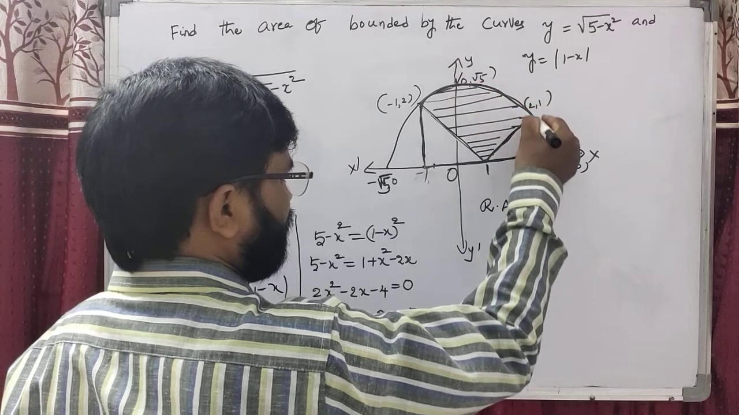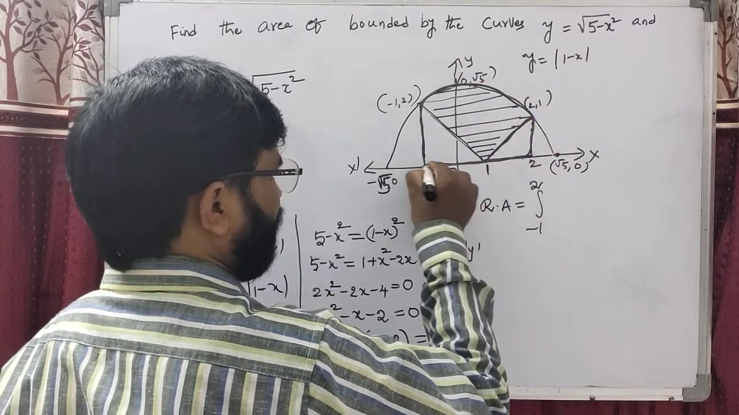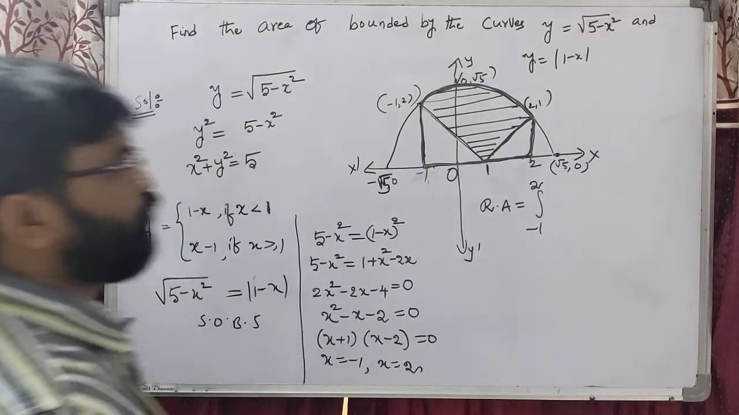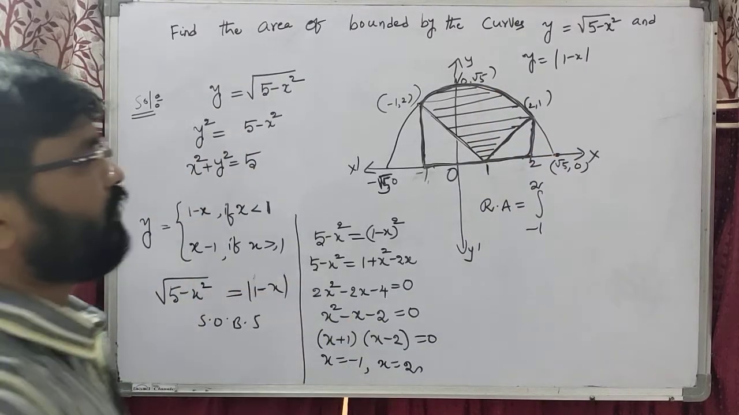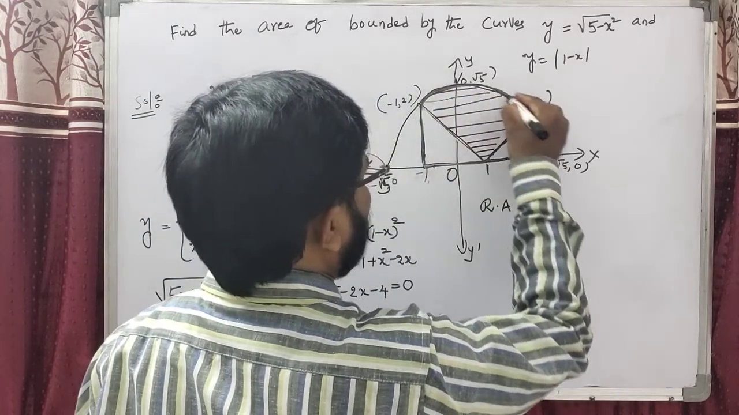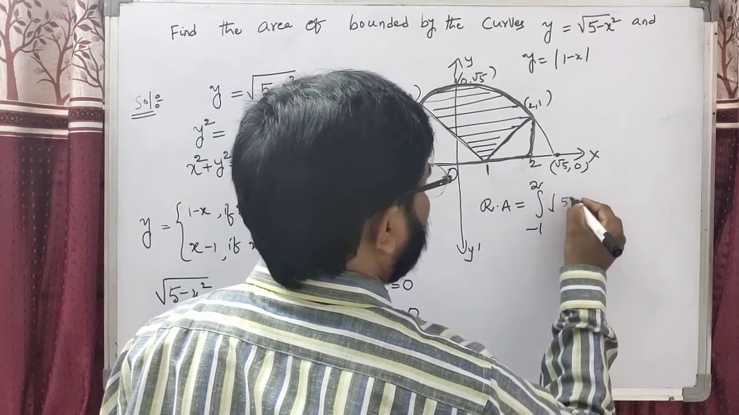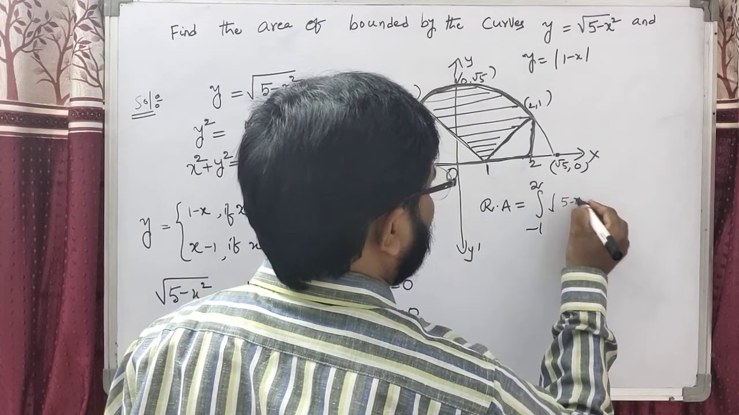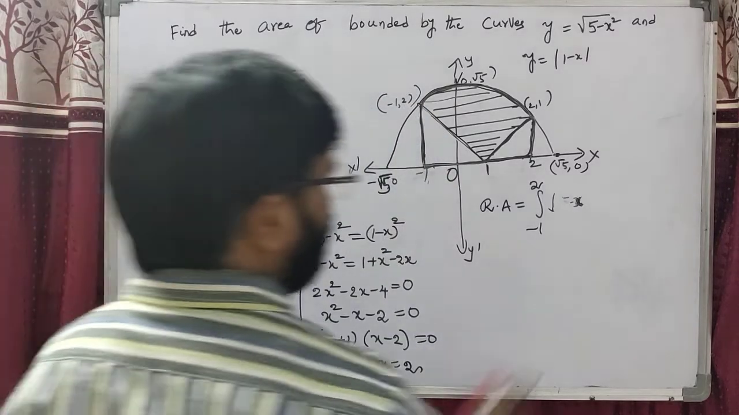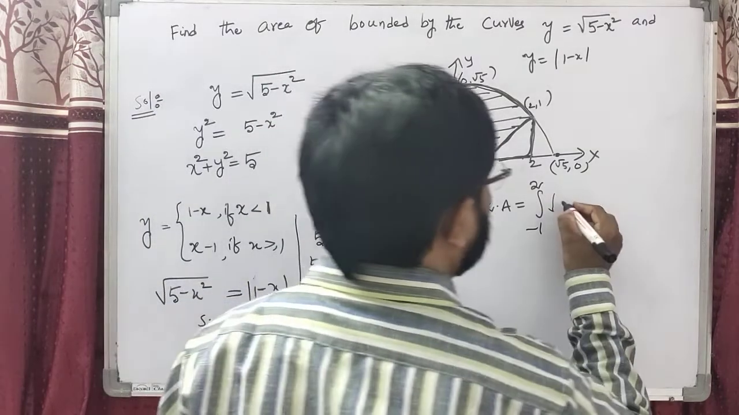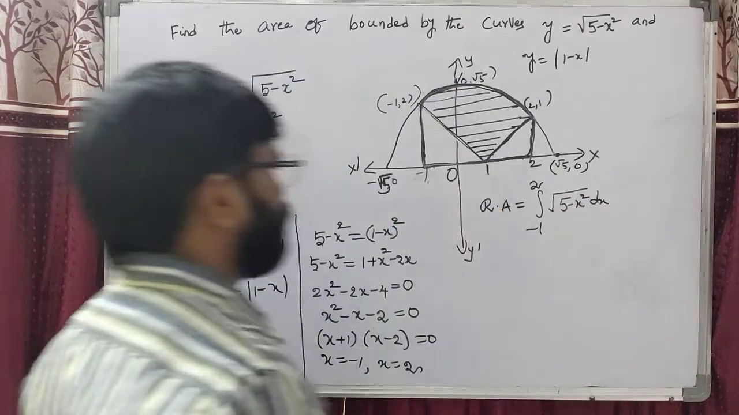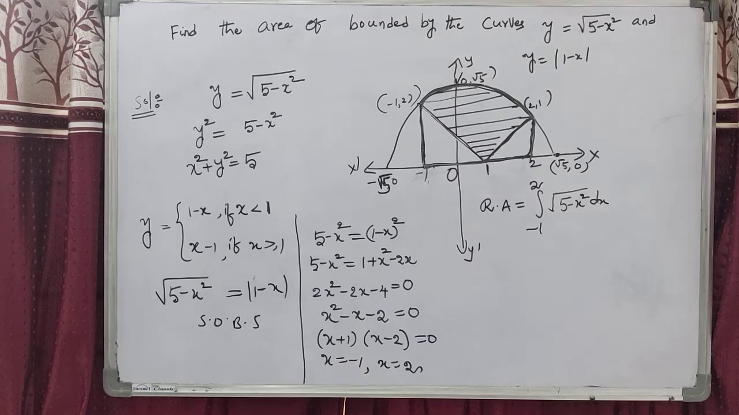Okay students, first I have to find this region. So how to find that one? That is the y from -1 to 2 under root of this curve, y dx, root of 5 minus x square. Dear students, we got 5 minus x square into dx. In that we have to subtract this area.